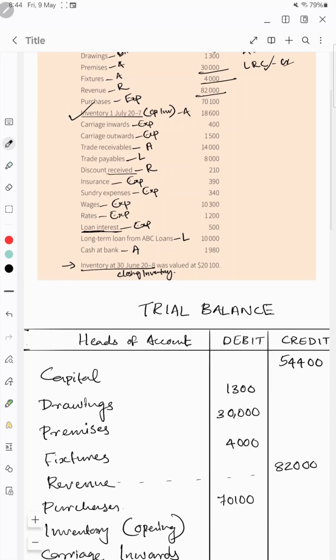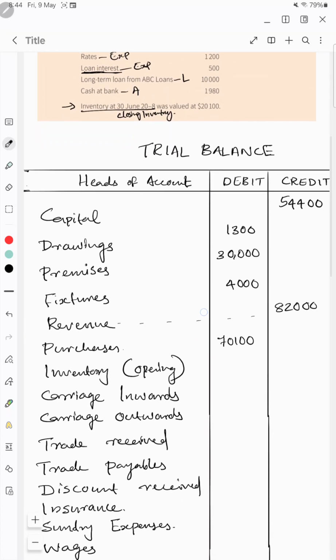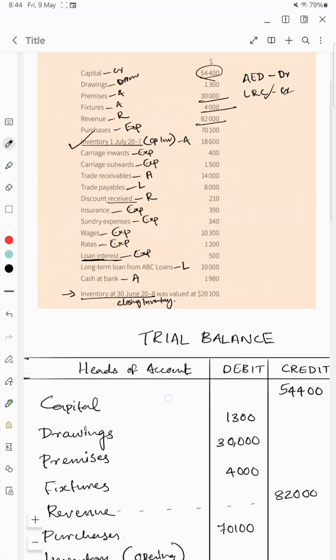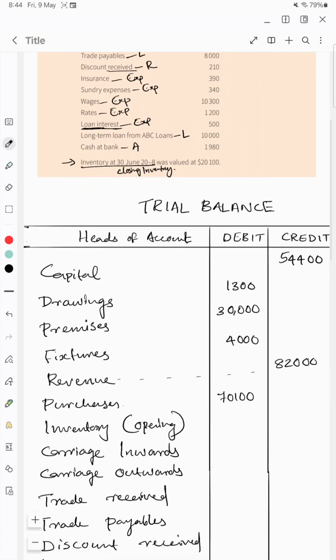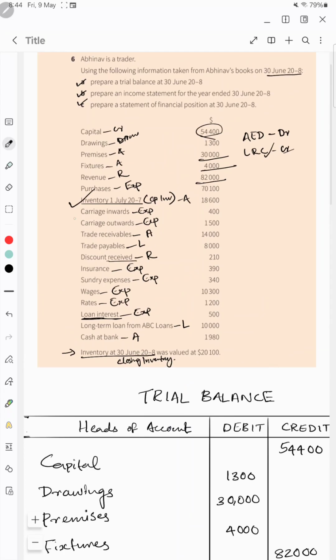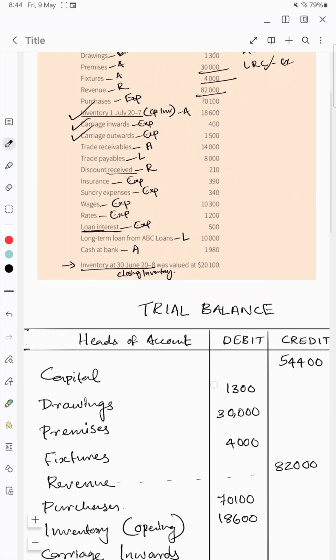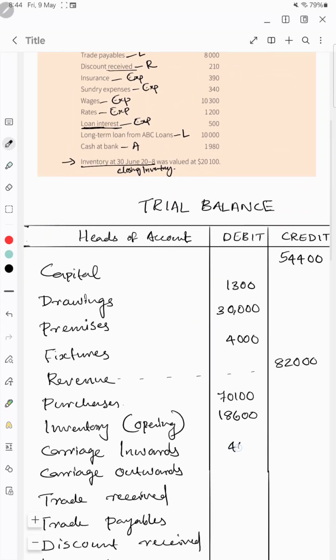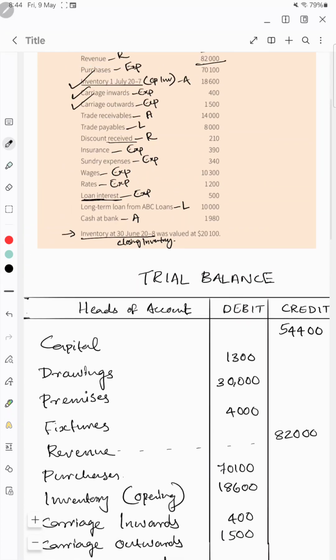Then opening inventory is an asset, debit balance account. The opening inventory amount is 18,600. Then carriage inward and outward are both expenses. Carriage inward is an expense related to production, a transportation expense. Outward is a selling and distribution expense, also a transportation expense. So 400 and 1,500. Trade receivable 14,000.